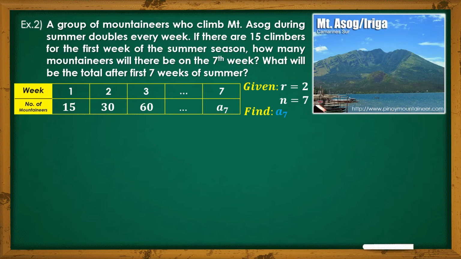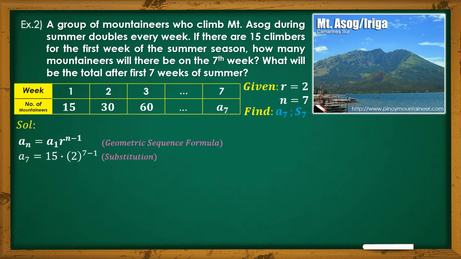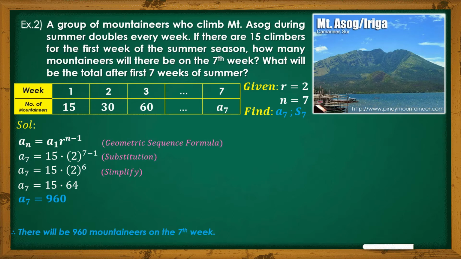But we still have another question. What will be the total after first 7 weeks of summer? So, kailangan natin yung S sub 7 or yung sum. Now, let's look at the solution for each of the asked in the problem. Let's begin with the geometric sequence formula to get A sub 7. By substitution, by simplifying, we will get 2 raised to 6 is 64 times 15 is 960. For the first question, there will be 960 mountaineers on the 7th week.